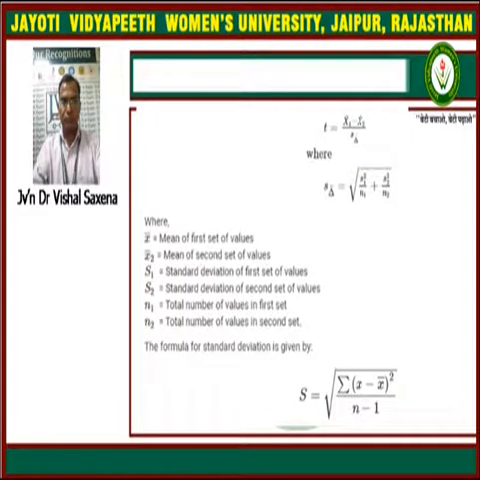So n1 and n2 are the sizes of the two data sets, and the standard deviation s is given by the square root of the summation of x minus x bar whole square upon n minus 1.